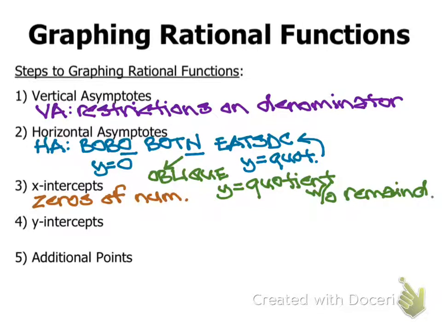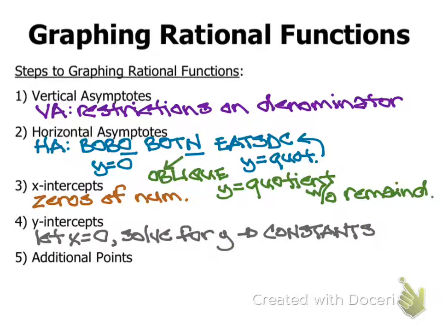X-intercepts occur at the zeros of the numerator. Next would be y-intercepts. For our y-intercepts, you let x equal 0 and solve for y. And what you'll notice is you end up with just any constants left. So we'll see that in a second. Lastly, we want to find some additional points to graph. And to do that, we just end up plugging in x values and solving for y. You want to be as strategic as you can when you pick the values because you want to hopefully get some decent numbers to use on your graph.